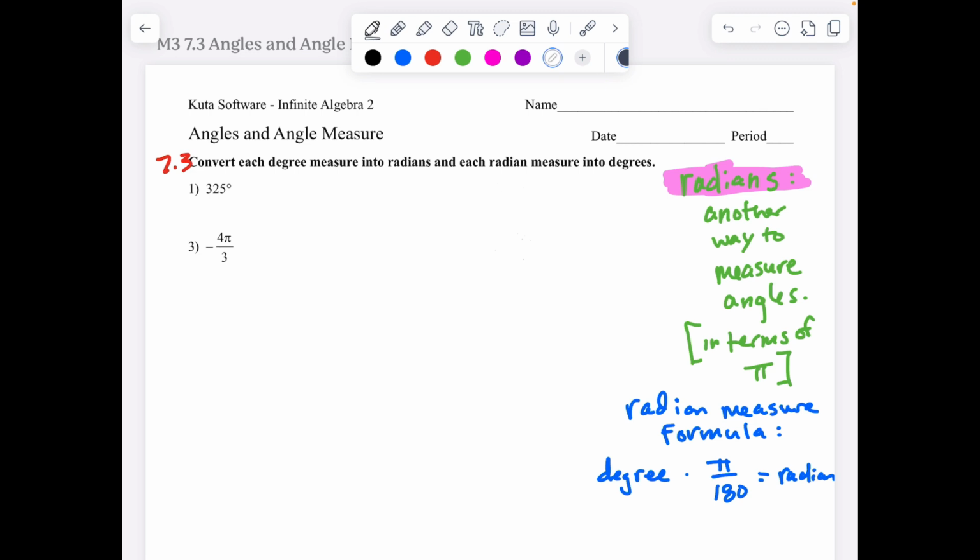So radian measure is in terms of pi. So all of your radian measurements, you're going to see the pi symbol as part of that measurement. So where does that come from?